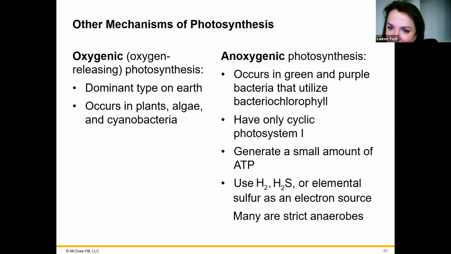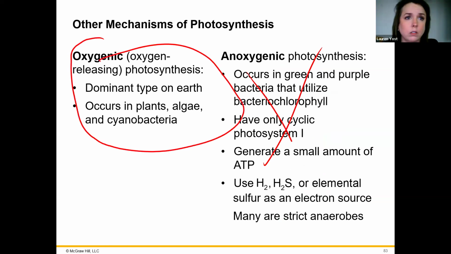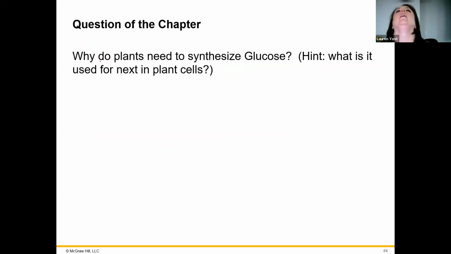Okay, we have different kinds of photosynthesis. They either make oxygen or they don't. Oxygenic makes oxygen, and anoxygenic does not make oxygen. Don't really care about the details beyond that, okay? Obviously, oxygenic is plants, algae, the green bacteria, all that. All right, so we just talked about this. So you probably don't need me to answer it or anything, but why do plants need to synthesize glucose?